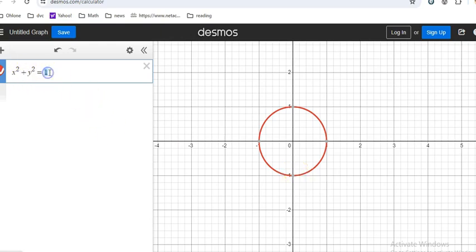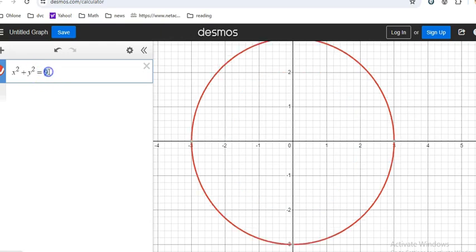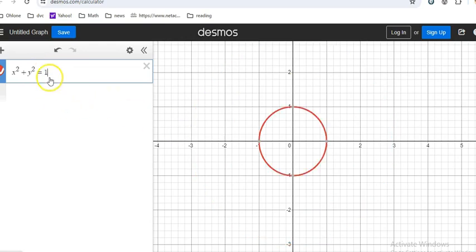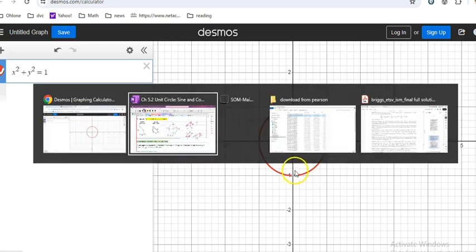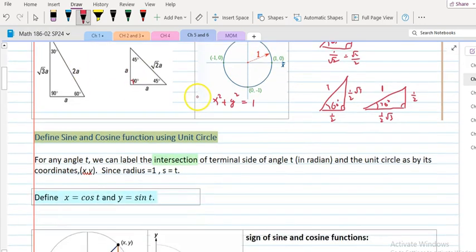If you want this circle to be larger, 4, the radius will be 2. If you want the radius to be 3, you say 9. So basically this is r squared, right? But I want a unit circle, so that means I want the radius to be 1. It would have (1, 0), (-1, 0), (0, 1), (0, -1). So that is what we use to define the sine and cosine functions. They seem to be unrelated, but they are used to define the unit circle.